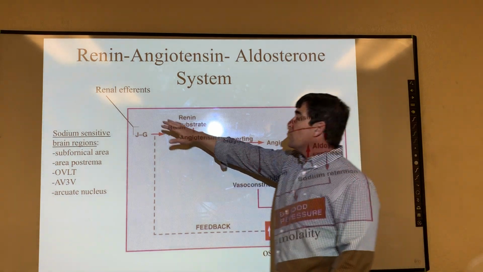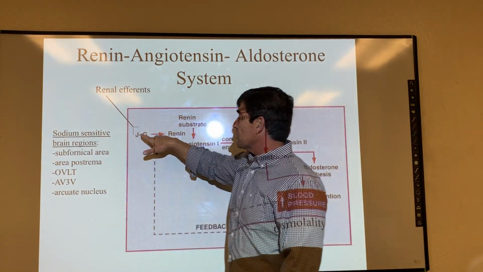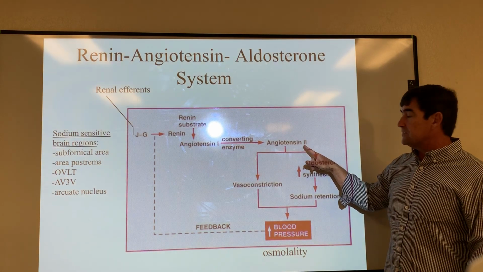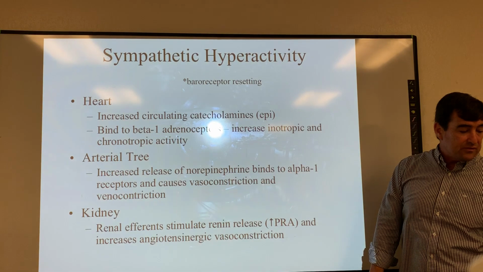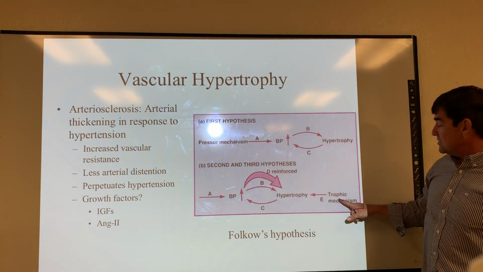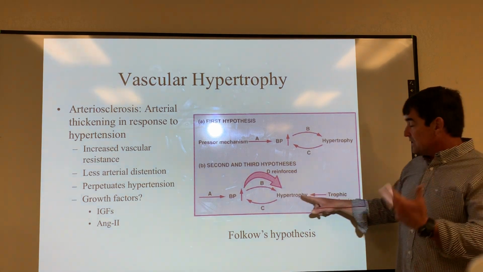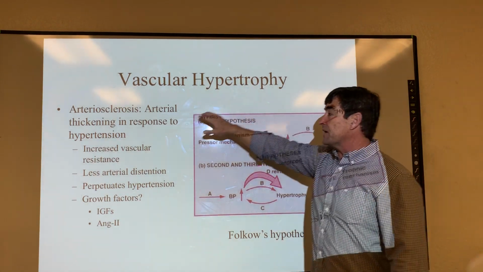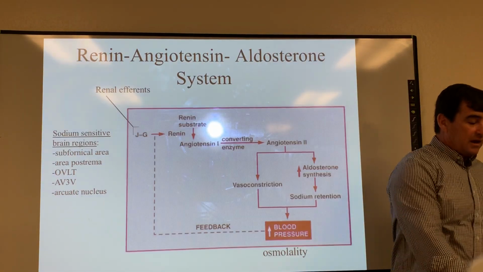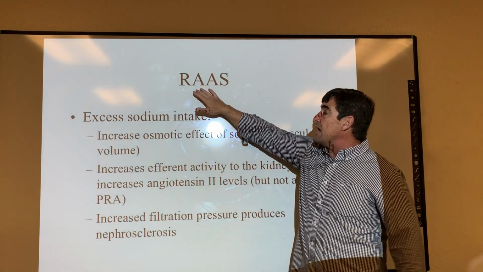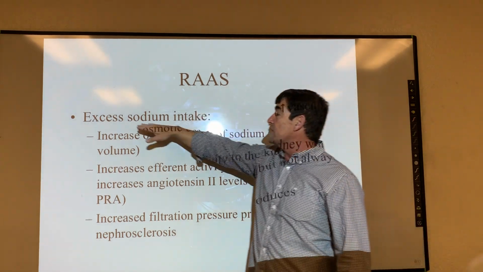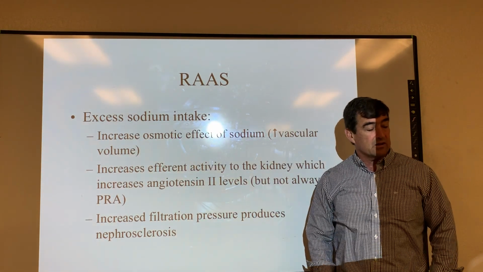So if we have these renal efferents active in the brain turning on this system, it's going to increase the production of angiotensin II. And then according to that Folkow hypothesis, going back to this, the Folkow hypothesis says that angiotensin II acts as a trophic mechanism to increase the blood vessel thickness, causing arteriosclerosis, and that exacerbates the hypertension. So here we're seeing the renin-angiotensin-aldosterone system not just as a compensatory mechanism to control blood pressure, but also as a mechanism that may be causing hypertension.